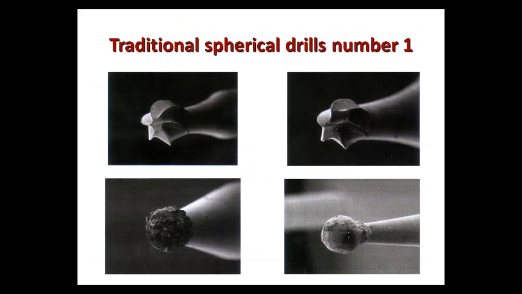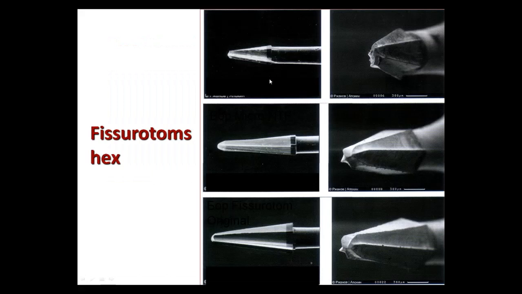And there are traditional spherical drills. They have different covers and shapes: spherical, mostly spherical for drills number 1, and another shape used for preparation in the area of the fissure, and it is called fissure, hex shape.